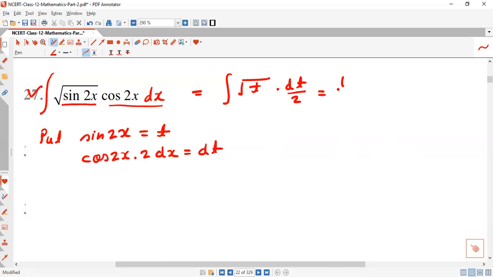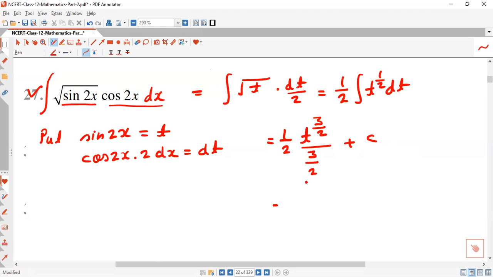Simplify this one: 1 by 2 taken outside, t raised to half dt. If we do the integration, half t raised to 3 by 2 upon 3 by 2 plus some constant c. Simplify this one, this 2 and this 2 will cancel out. So we are getting 1 by 3 t raised to 3 by 2 plus some constant c.